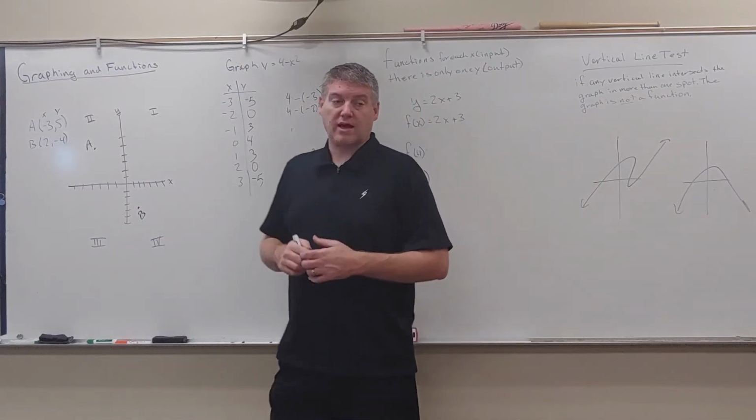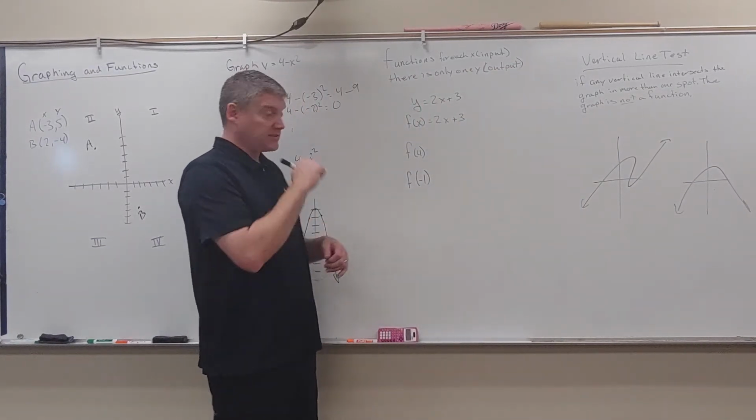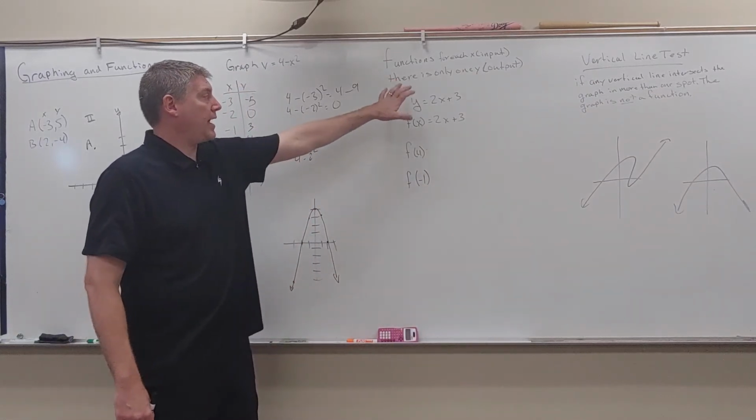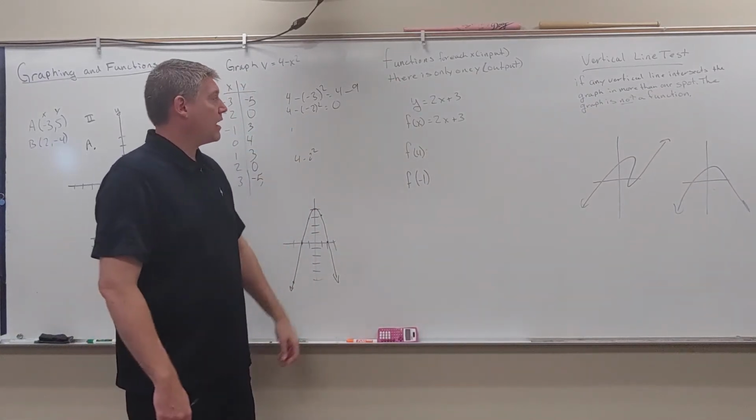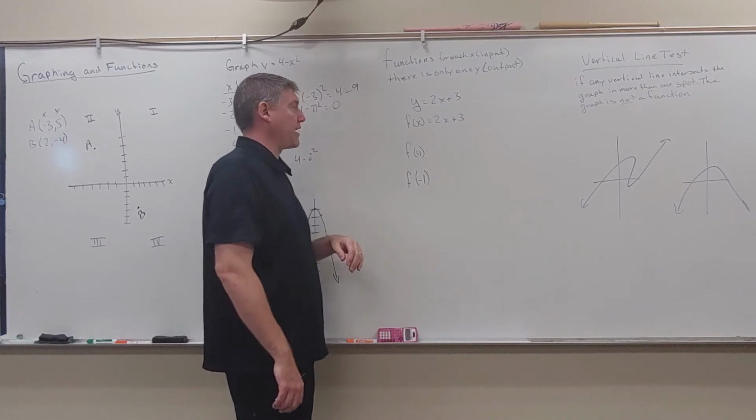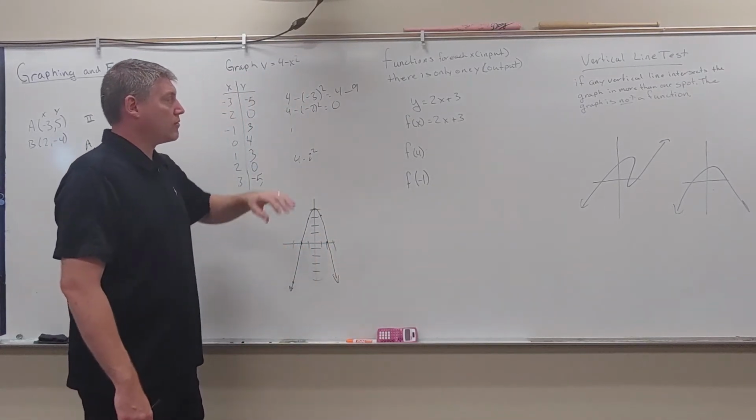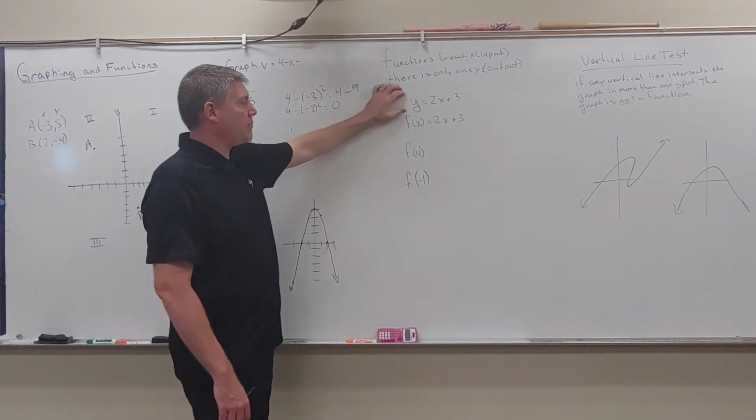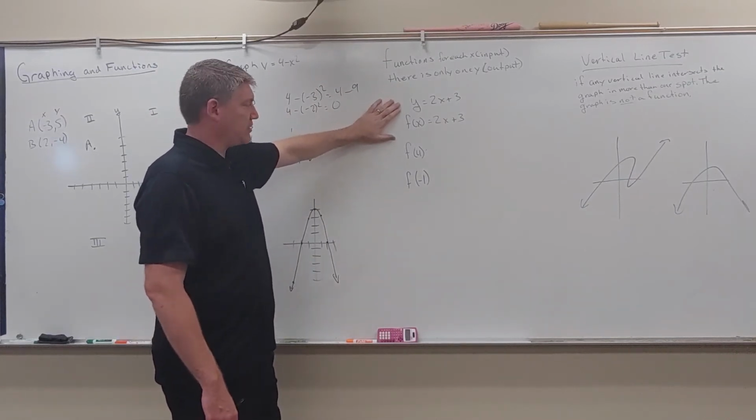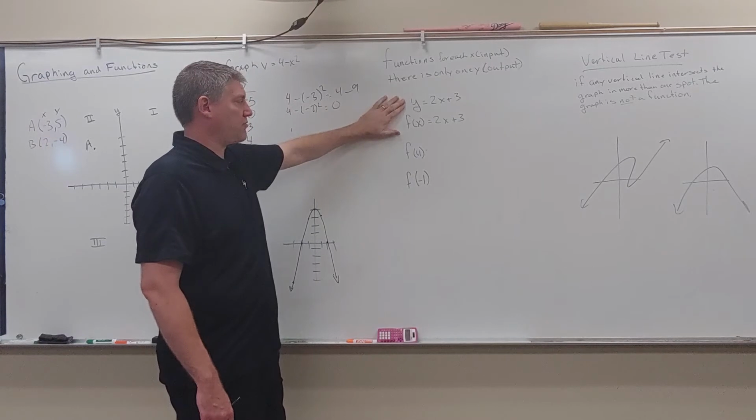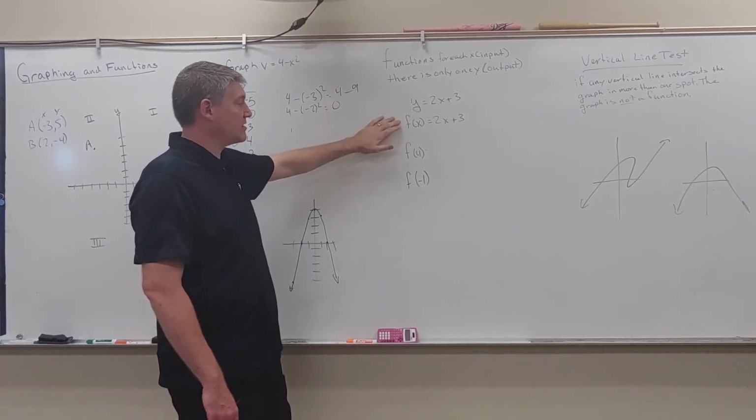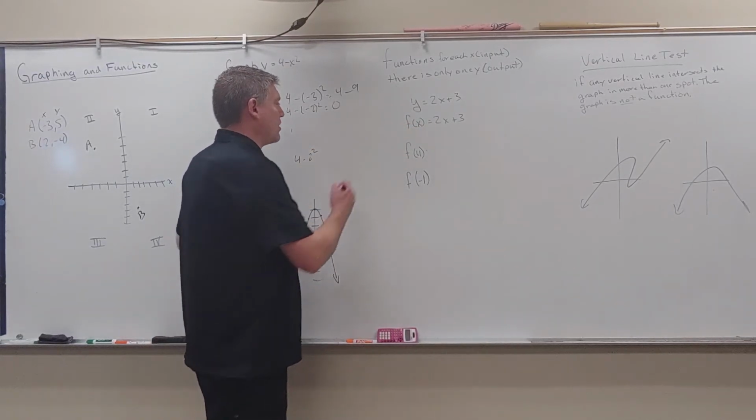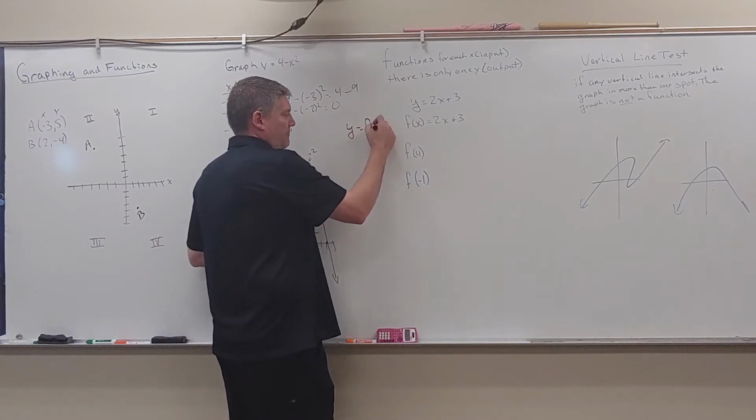So we're really talking about functions here. And functions are for each x, or my input, there is only one y, or my output. Okay? So we want to make sure that for every input, there's only one output. And that brings us kind of to our function notation. So y equals 2x plus 3 can be written as f of x equals 2x plus 3. Where y equals f of x.